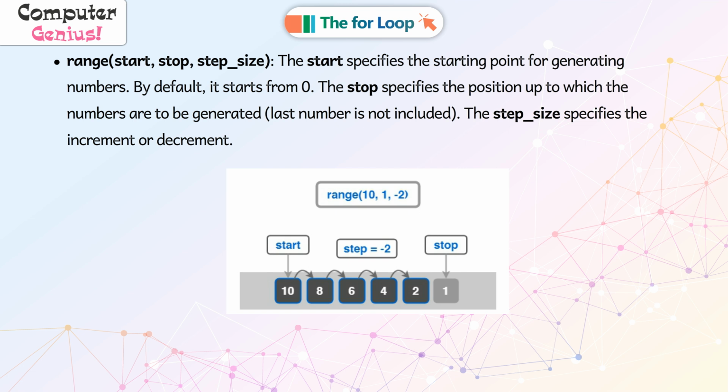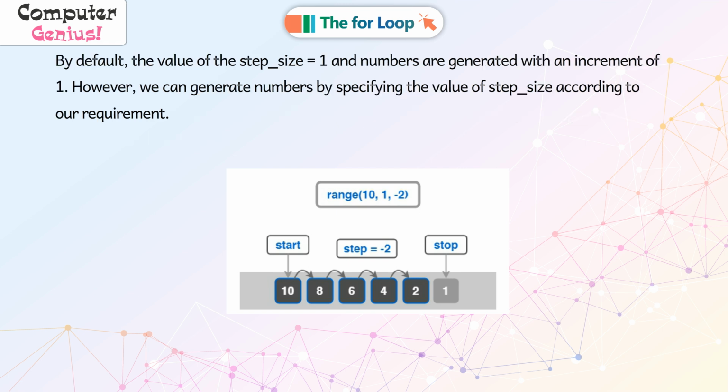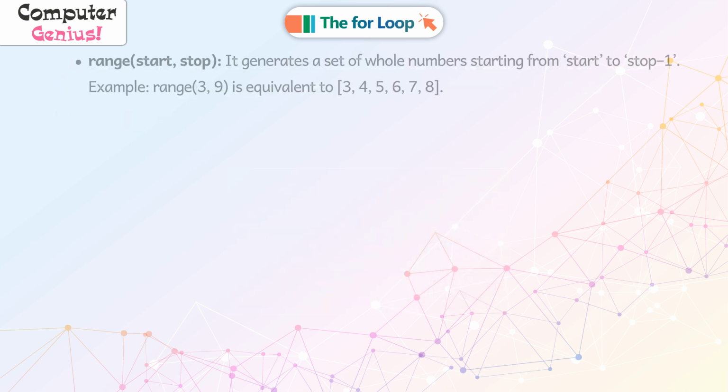The step_size specifies the increment or decrement. By default, the value of step_size is equal to 1 and numbers are generated with an increment of 1. However, we can generate numbers by specifying the value of step_size according to our requirement.